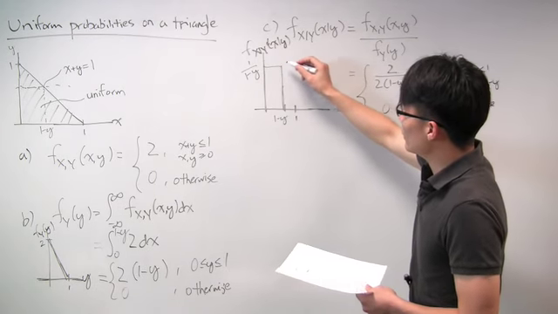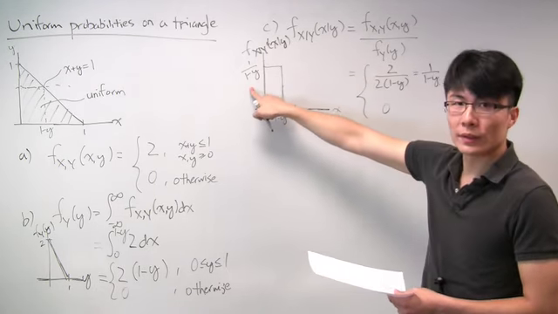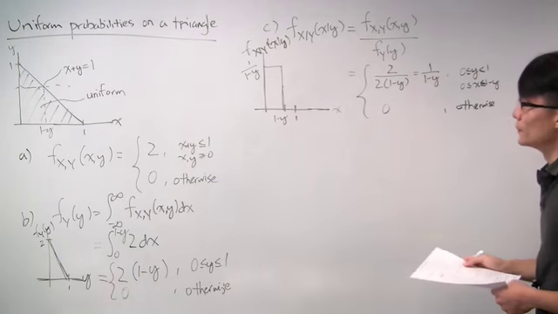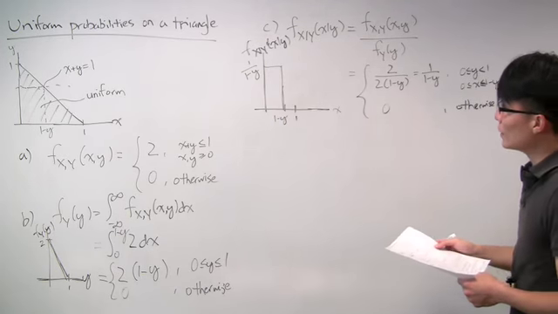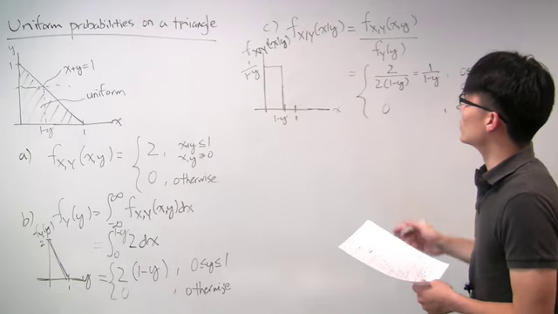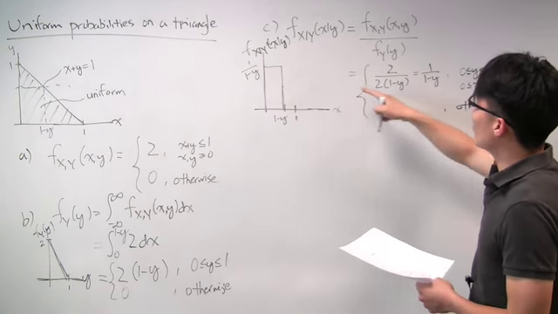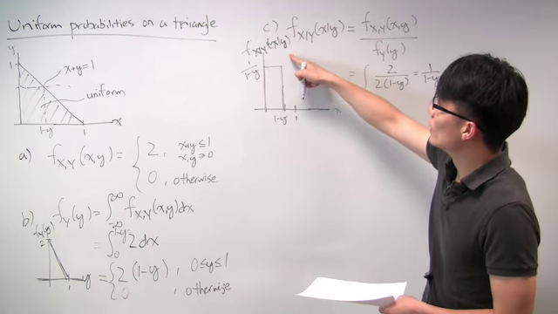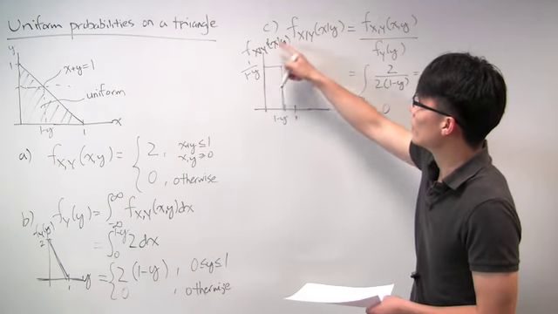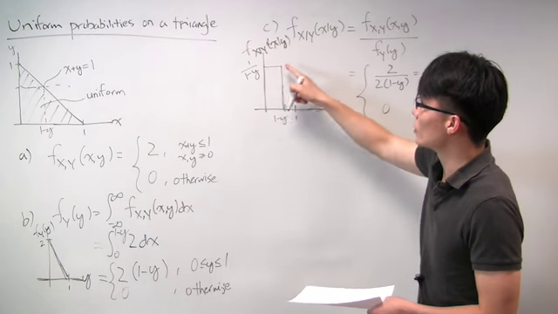And this scaling makes it a valid PDF, because the integral is 1. All right. So why is this the case? Why is it that when you condition on y being some value, you get that the PDF of, sorry, the PDF of x is actually uniform?